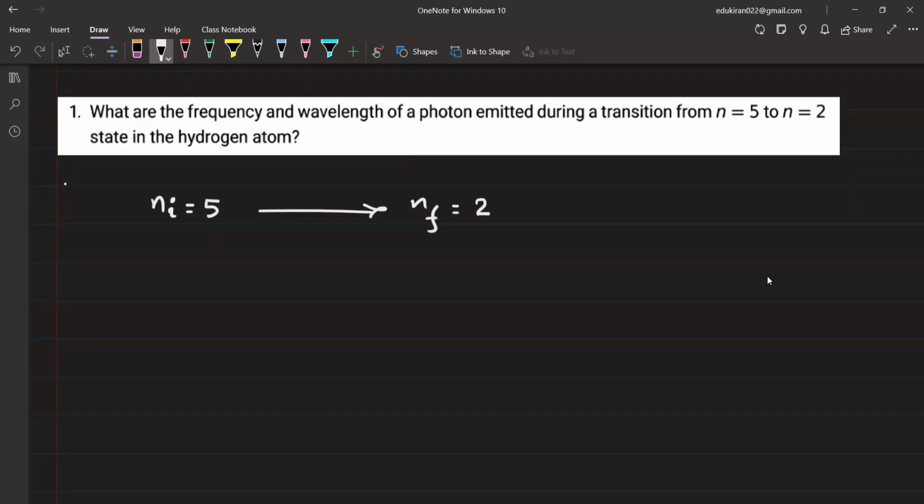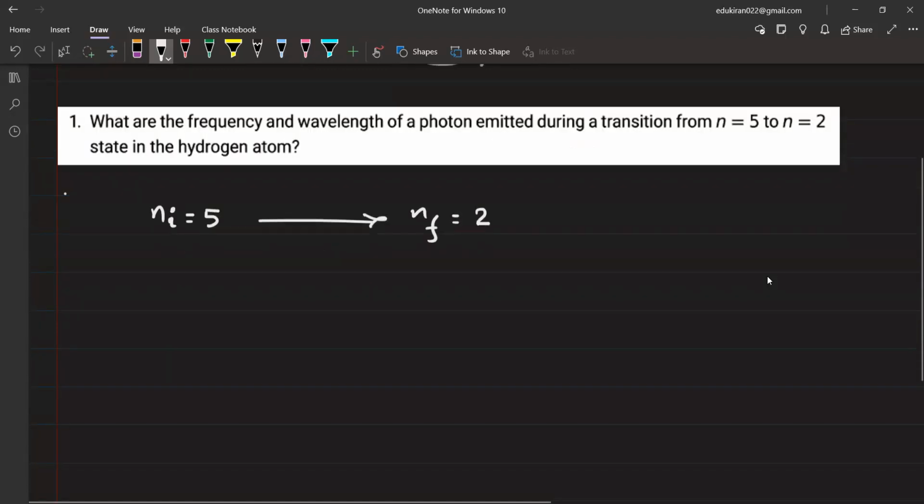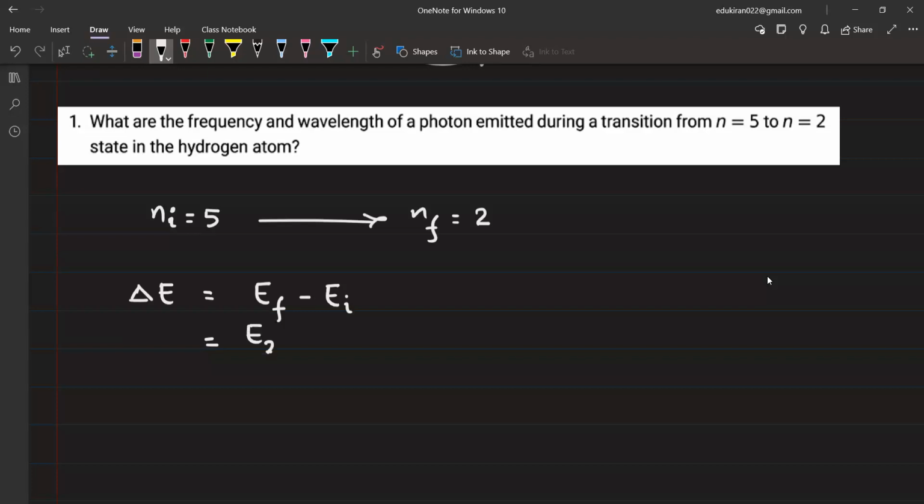Now, if you want to see the change in energy, will there be a change in energy? Yes. Change in energy will be equal to energy in the final minus energy in the initial. So the energy in final is the energy in the second orbit minus the energy in the fifth orbit. Is this clear? Yes, sir.